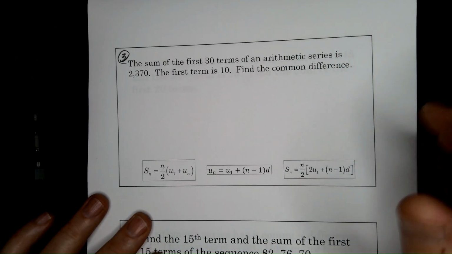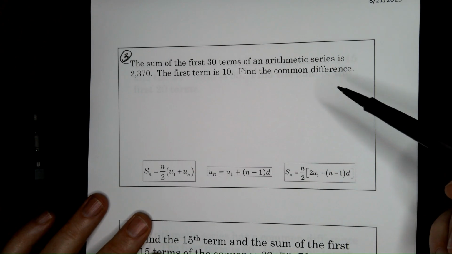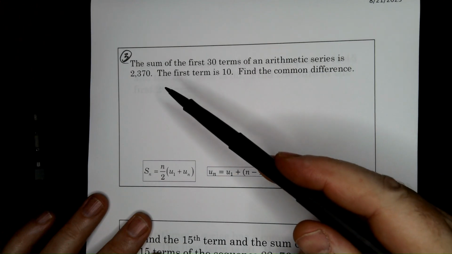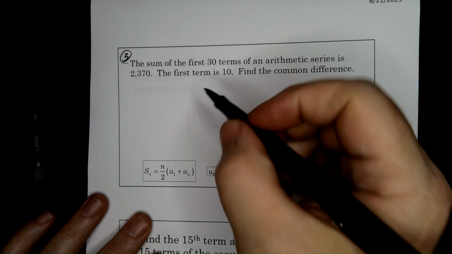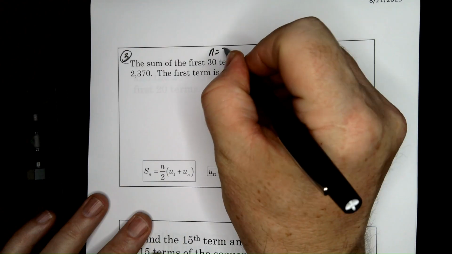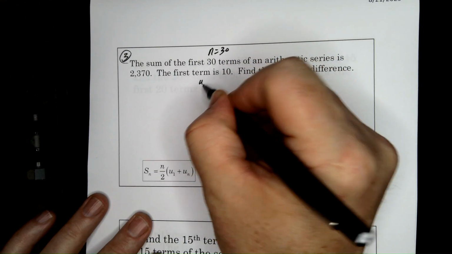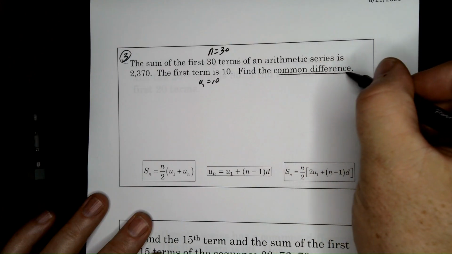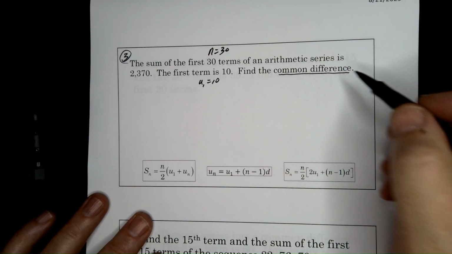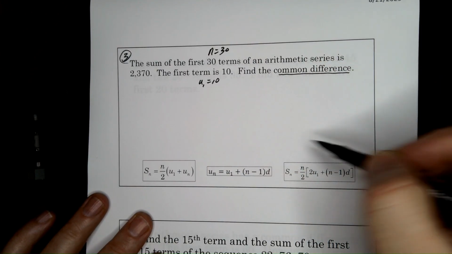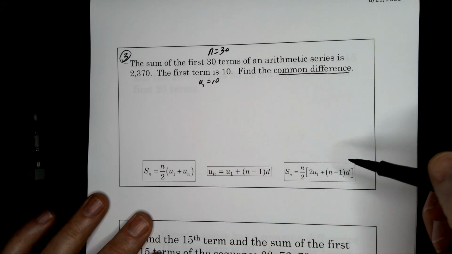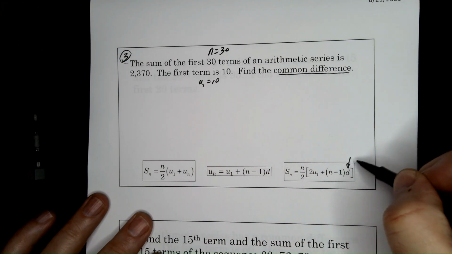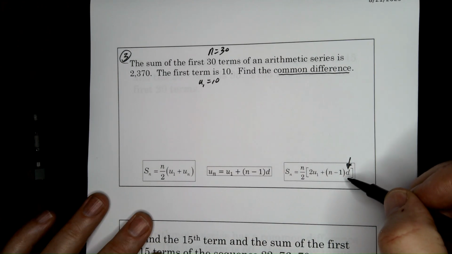Here's number 3. It says the sum of the first 30 terms of an arithmetic series is 2,370. The first term, so first of all, I know n is 30. I know u1 is 10. The first term is 10, and here we have to find the common difference. All right, so that's our clue, because the hardest thing to do is to figure out which formula to use. This one says find the common difference, so once again, we're using this one.